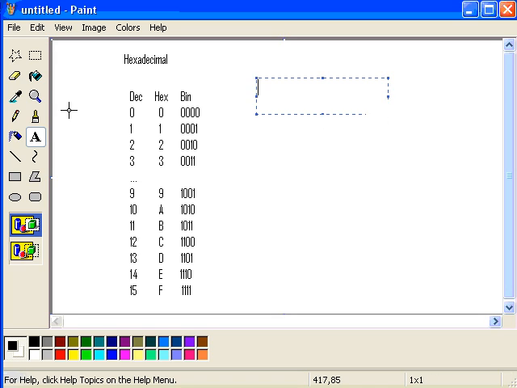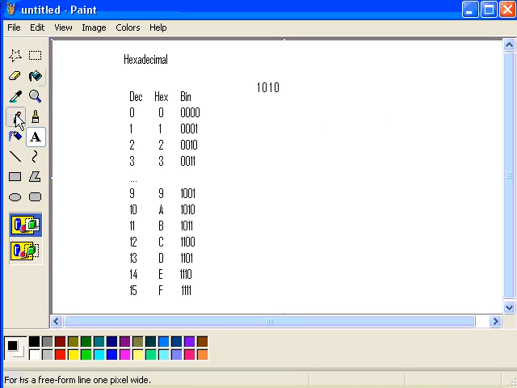All right, there's 10. Now, how do I know this? Well, remember, this is the 1 position. This is the 2 position. This is not working. Let's do this one more time.